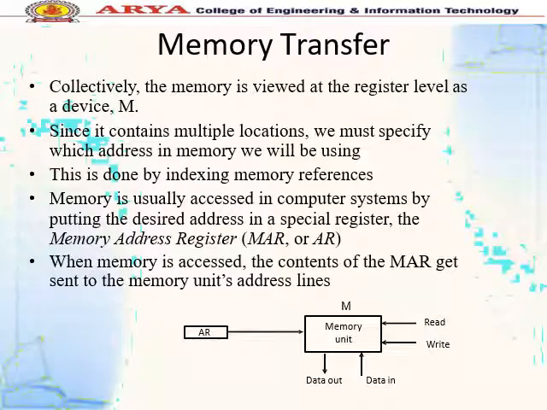Memory transfer. Collectively, the memory is viewed as a register labeled as a device, M. Since it contains multiple locations, we must specify which address in memory we will be using. This is done by indexing the memory reference. Memory is usually accessed in a computer system by putting the desired address in a special register, the memory address register (MAR) or AR. When memory is accessed, the content of the MAR gets sent to the memory unit's address line. There are two operations, read and write.